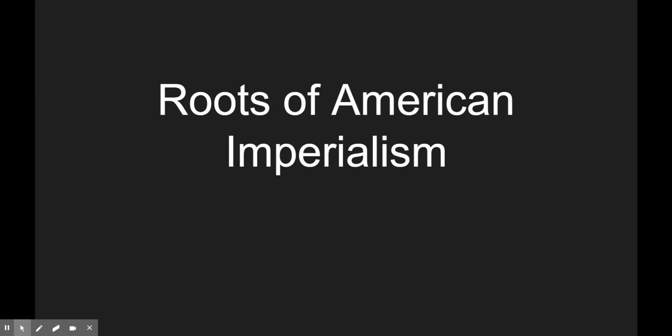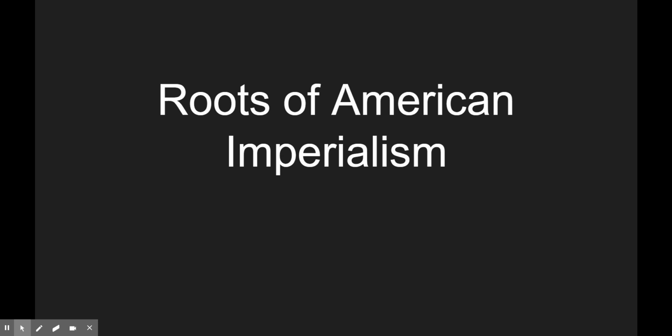So we are now moving into Unit 4, which is going to be our last unit of this first semester. If you're looking at Unit 4 in your notebook, go ahead and start a new page, or maybe draw a line, or write something down so you know that this is where Unit 4 begins. And our focus today is going to be on roots of American imperialism.